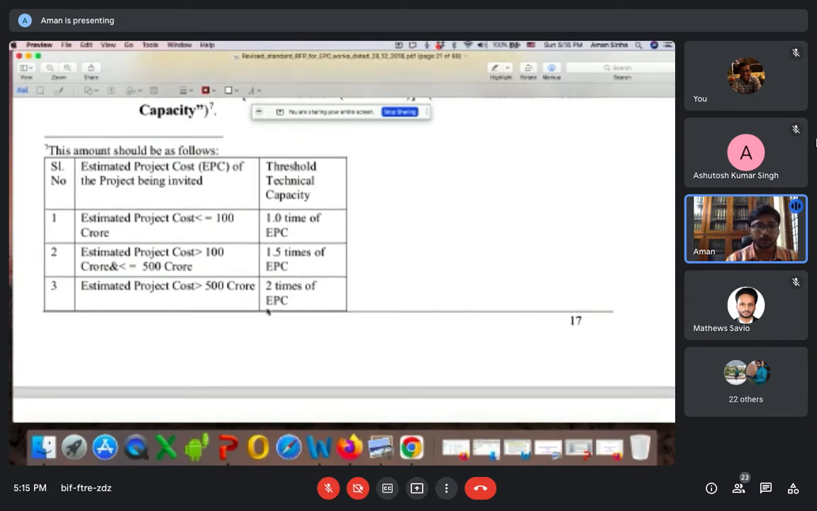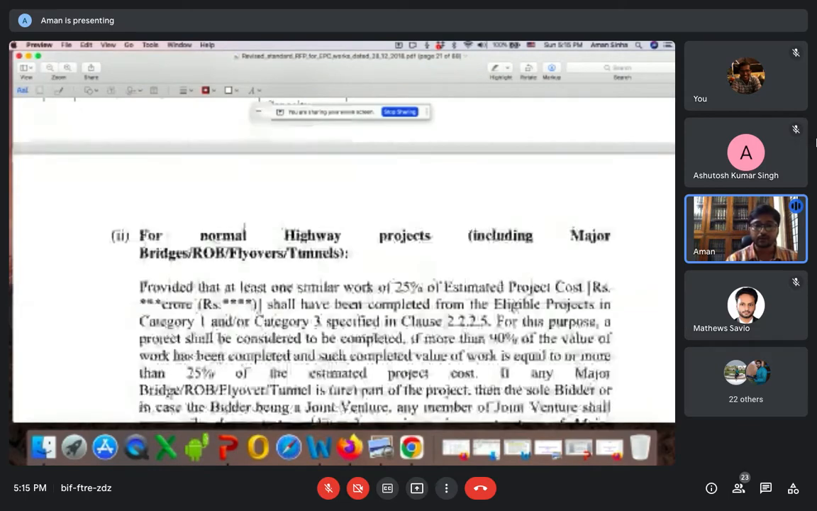So the table also shows that if the estimated project cost is less than 100, the bidder has dealt with at least one time. So these are all here.